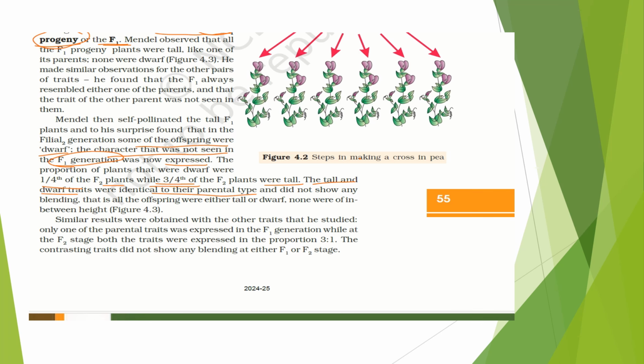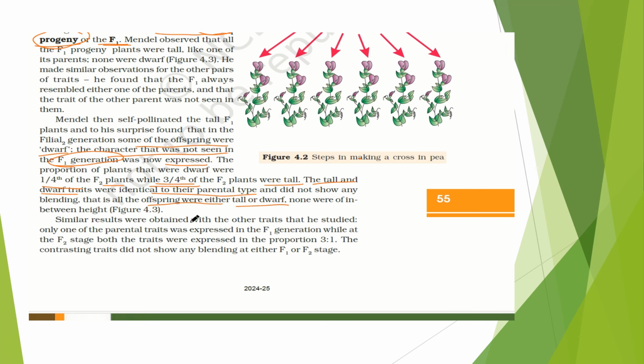But they did not show any blending either. So all offspring were either tall or dwarf. None of them were of in-between height. None of them were medium. So this is what he wanted to show us in his first experiment.